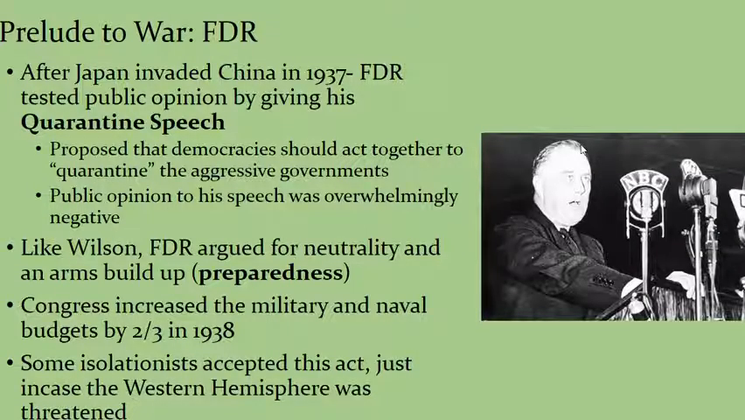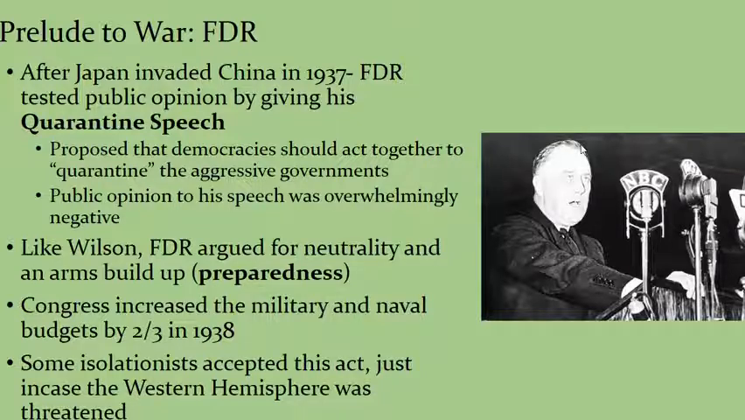So after Japan invades more of China in 1937, FDR starts to see a trend, and he's a little bit worried about it. And so he starts to make it known. The first thing he does is he gives his quarantine speech. And it says that democracies should be acting together to quarantine aggressive governments. So I don't mean the quarantine like what we're going through right now. I mean, hey, we shouldn't be doing business with these guys. We need to isolate them.